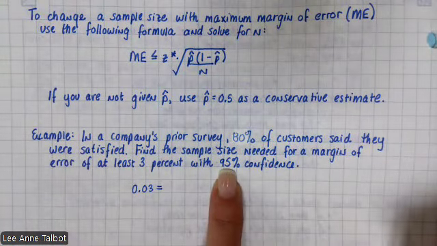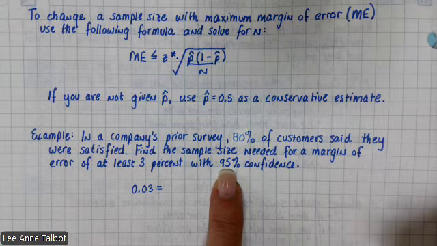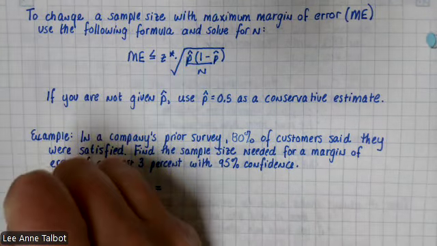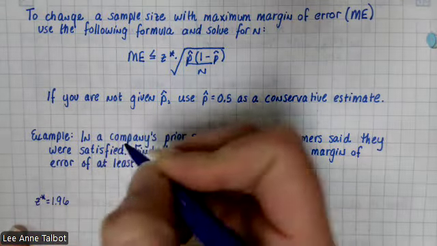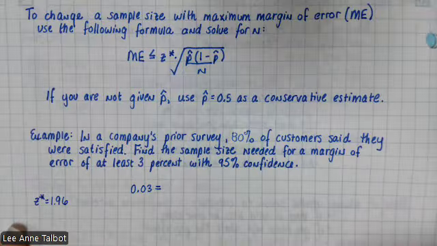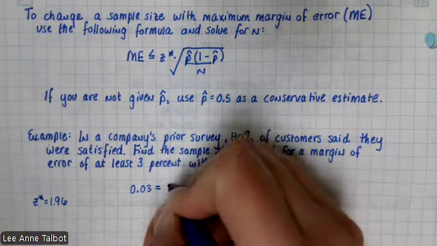Does anybody have 95% memorized? Callie does. Anybody else? 1.96. Okay, so let's just put it over here. Is it important for you to memorize that? No. Do you know how to find it using inverse norm? Hopefully.